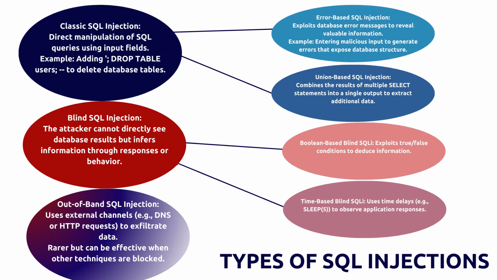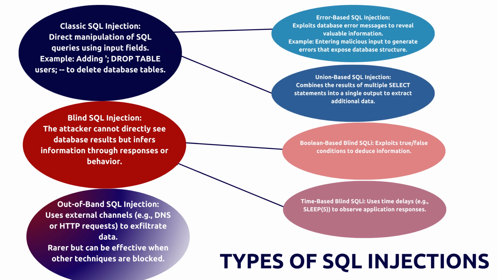What are the types of SQL injection? We have the classic SQL injection, which directly manipulates the SQL query using input fields, like adding DROP TABLE users -- to delete database tables. Number 2, we have the blind SQL injection. The attacker cannot directly see database results but infers information through responses or behavior.